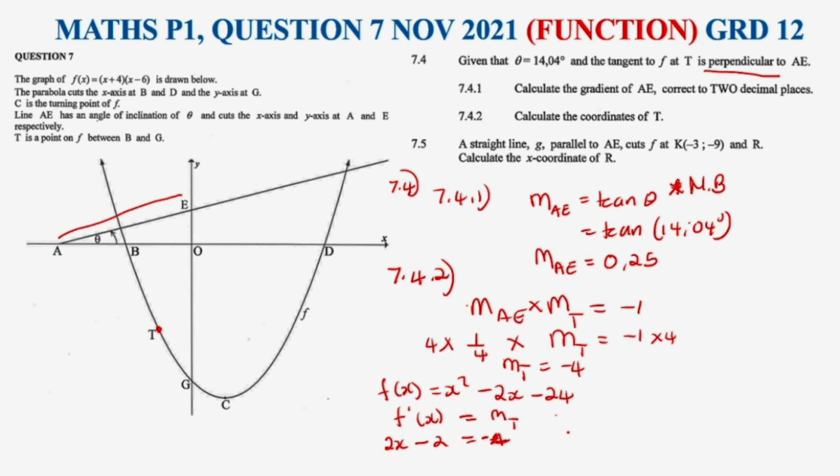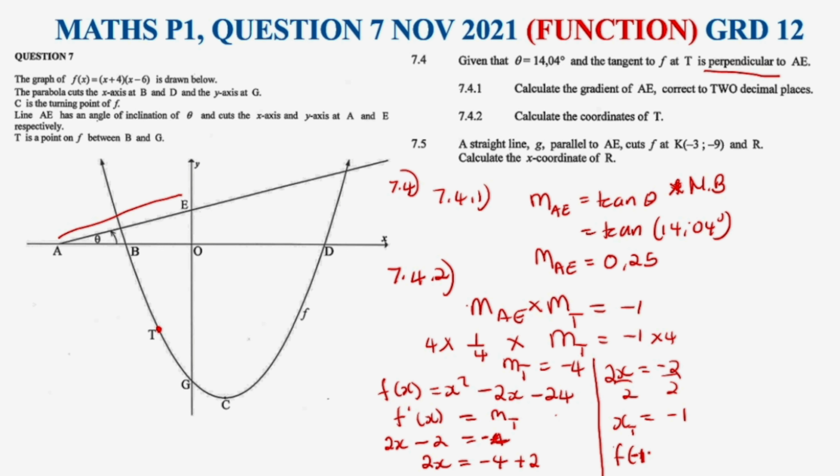So if you solve for x here, you get 2x equals minus 4 plus 2, which is going to give us 2x equals negative 2, divide both sides by 2. Therefore x, this is the x at t, should give us negative 1. So if this is the x at t, negative 1, we should go back to our original equation f of x and substitute this negative 1 to get the y value at t.